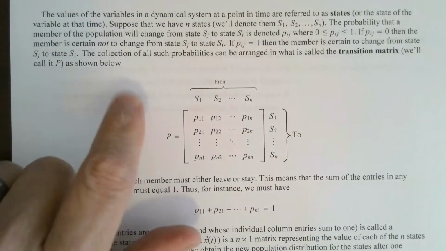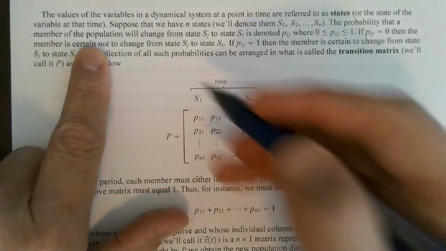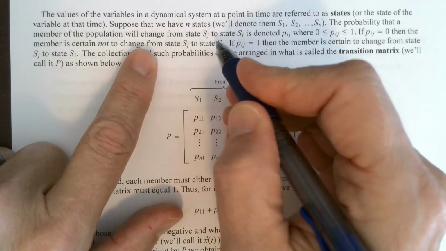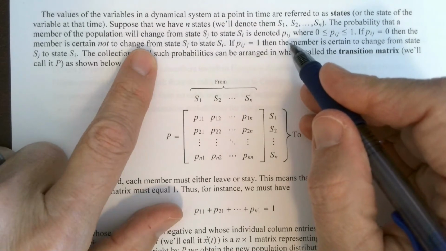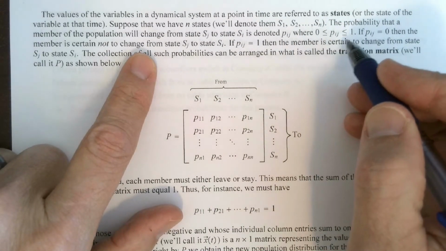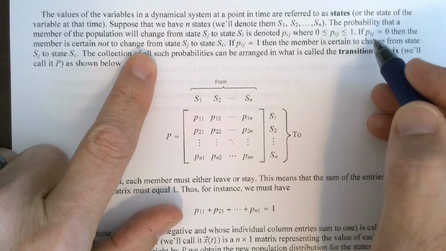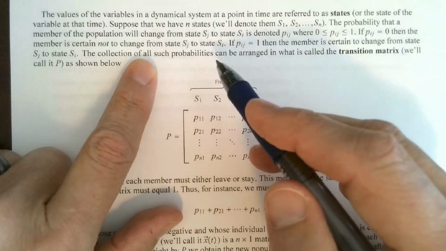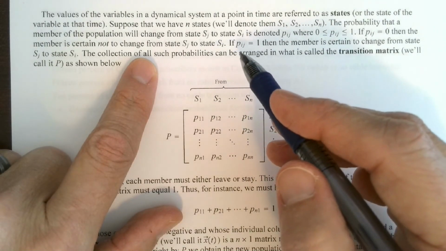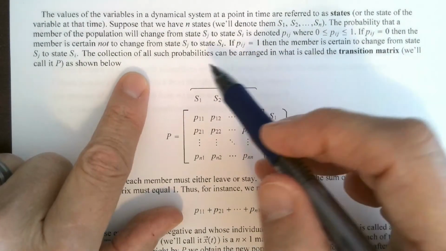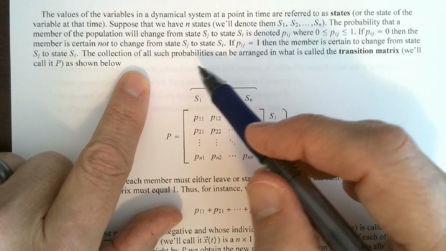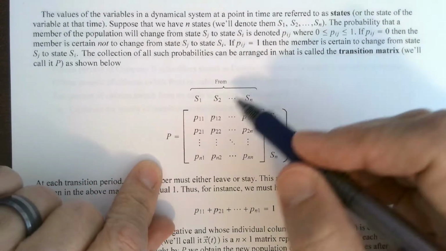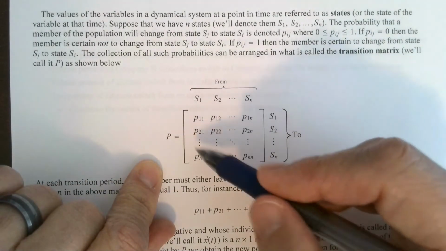Now the probability that a member of the population will change from state J to state I, like channel 1 to channel 2 or vice versa, is denoted Pij, where Pij is between 0 and 1 inclusive. If Pij is 0, then the member is certain not to change from state J to state I. If the probability is 1, then the member is certain to change from state J to state I. The collection of such probabilities can be arranged in what's called the transition matrix, and that's the P that I called before.